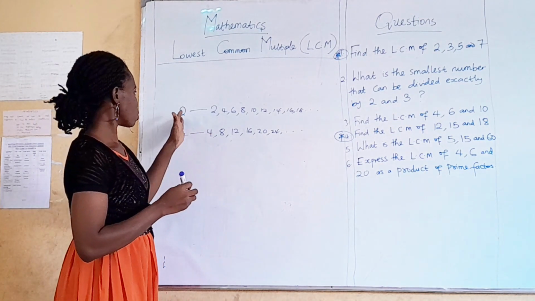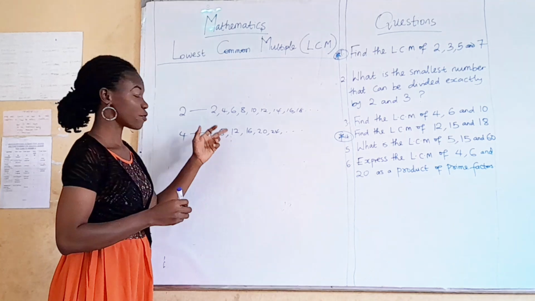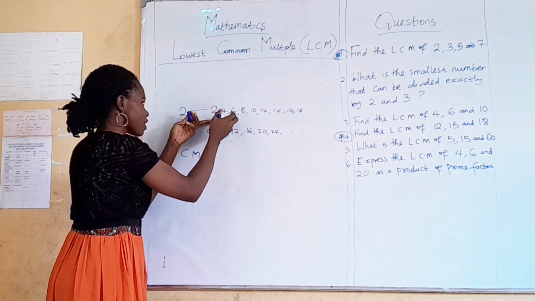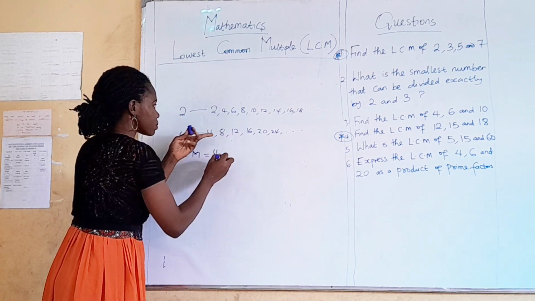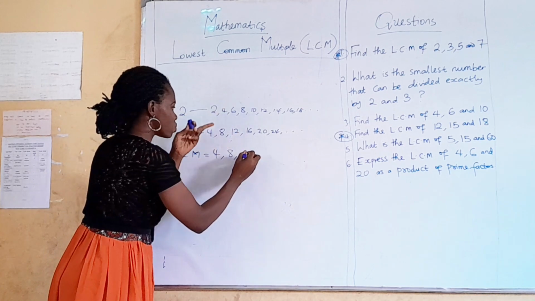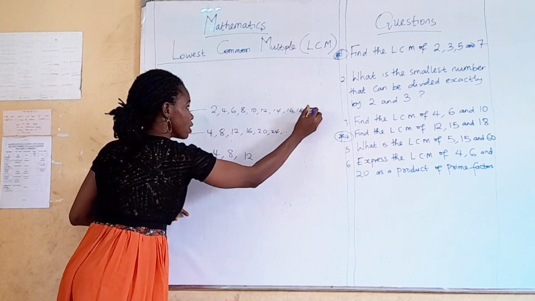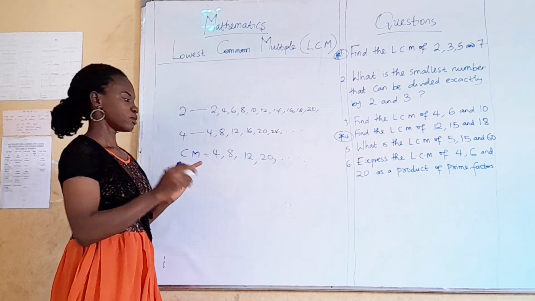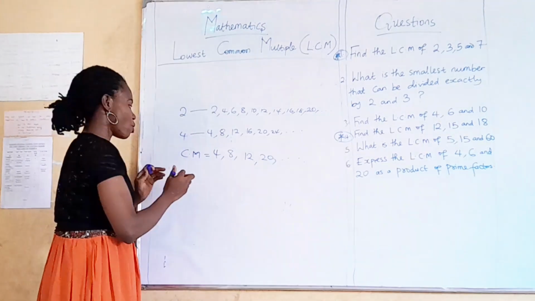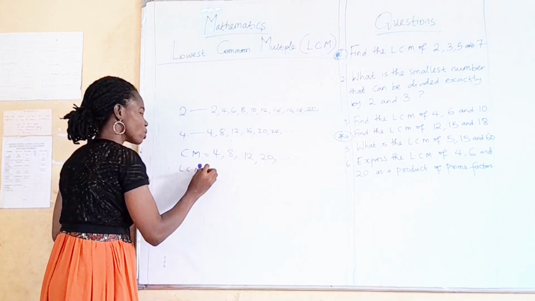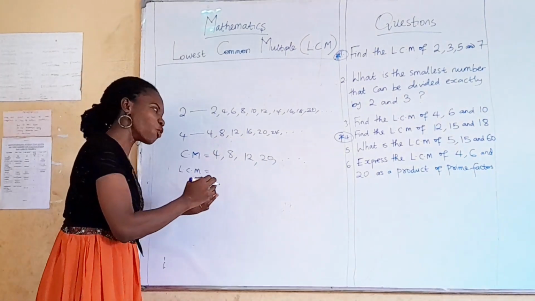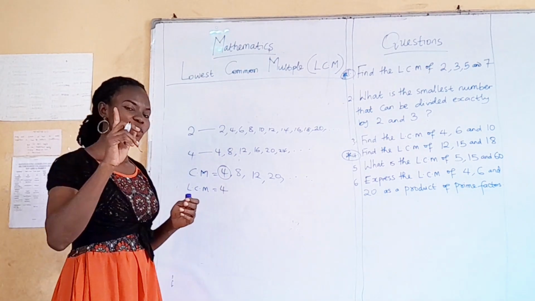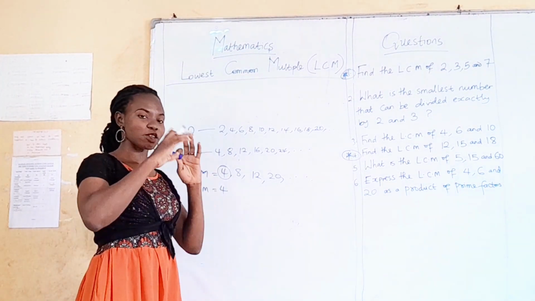So if you go to the multiples of 2 and the multiples of 4, what do they have in common? Common multiples. What can we find in both? We have 4, 8, 12. If we go further, we are going to have 20, and it continues. So these are the common multiples of 2 and 4. Then we look at the lowest common multiple. Out of these common multiples, which one is the lowest? The lowest common multiple of 2 and 4 is 4. So LCM is always just one number, the smallest of the common multiples.